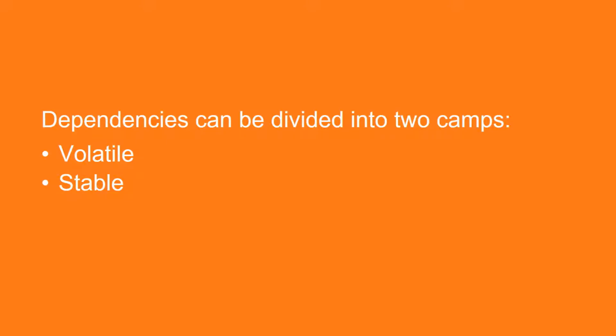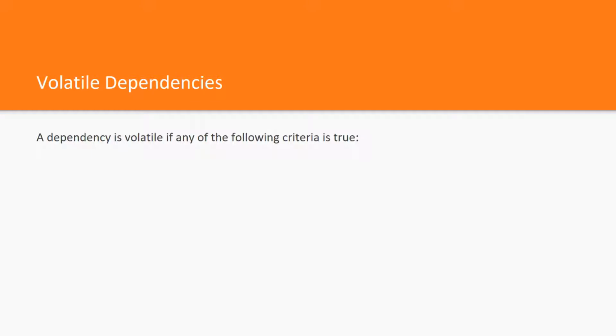Let's define volatile, or in other words, unstable dependencies. According to Mark Seemann, a dependency should be considered volatile if any of the following criteria is true. The dependency itself depends on the environment, forcing the caller to set up that environment. A classic example would be a dependency on a database, or any types that imply interoperation with a database. Any other external systems like web servers also fall into this category.